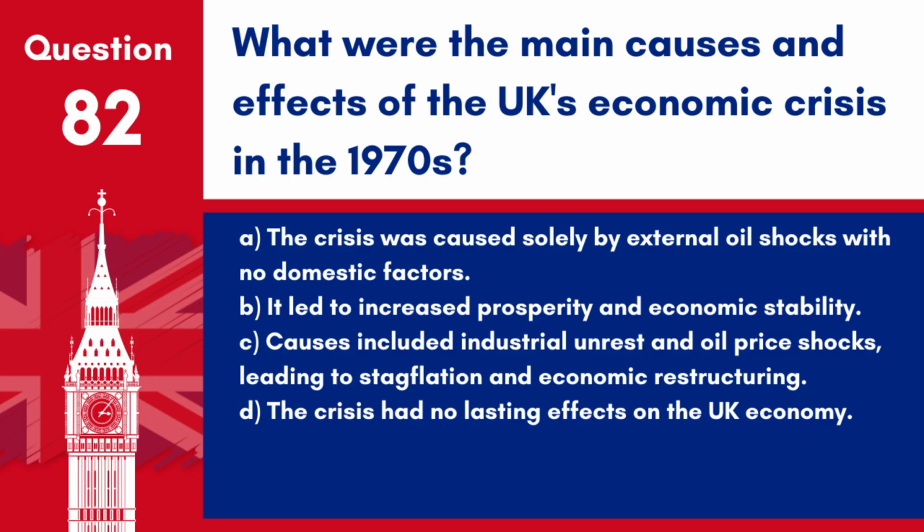Question 82. What were the main causes and effects of the UK's economic crisis in the 1970s? A. The crisis was caused solely by external oil shocks with no domestic factors. B. It led to increased prosperity and economic stability. C. Causes included industrial unrest and oil price shocks, leading to stagflation and economic restructuring. D. The crisis had no lasting effects on the UK economy.